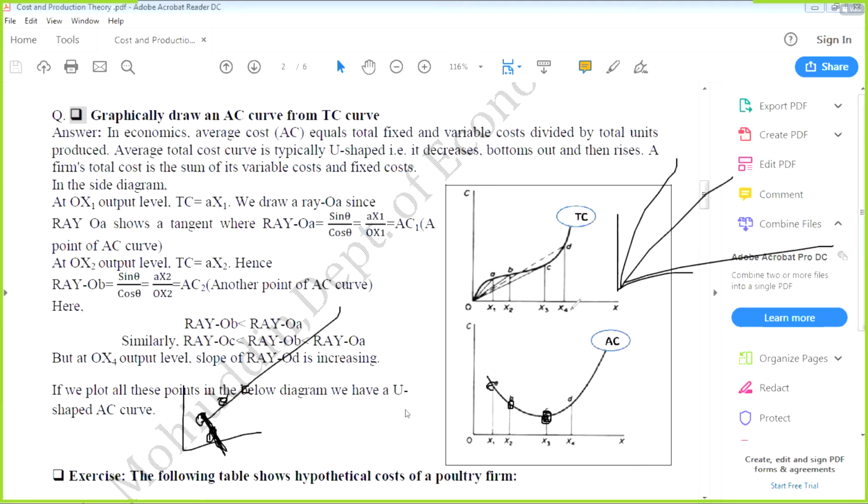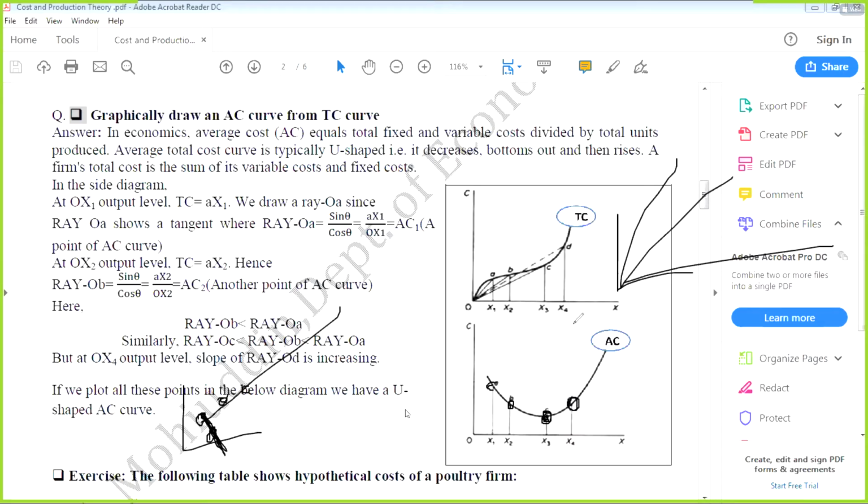Why? Look, at the level of output x4 at point D, the ray is increasing compared to the third one. What is the slope here? At the x4 level of output, the slope is increasing. So if you produce at the x4 level of output, the point will not be in a decreasing amount. It will be in the increasing part.